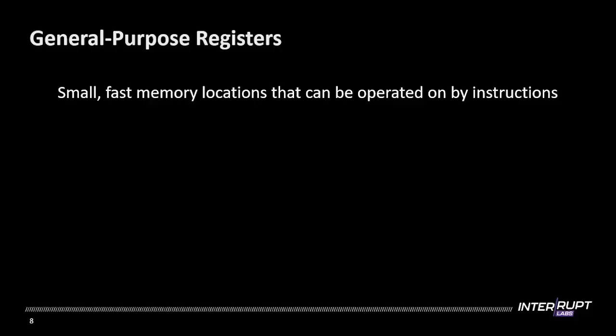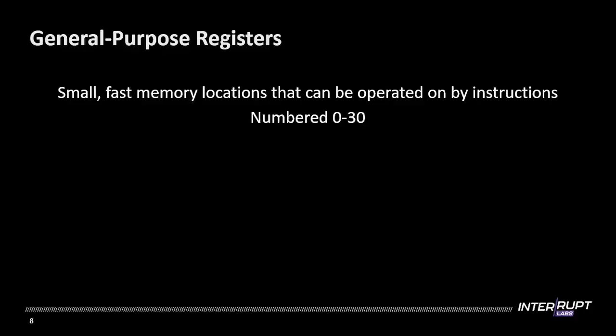Let's now take a deeper look at general purpose registers. Registers are basically small, fast memory locations that can be operated on by instructions. In ARM, most instructions can only operate on registers. If you want to perform an operation on some numbers, first you'll need to get those numbers into registers and then perform the operation on those registers.